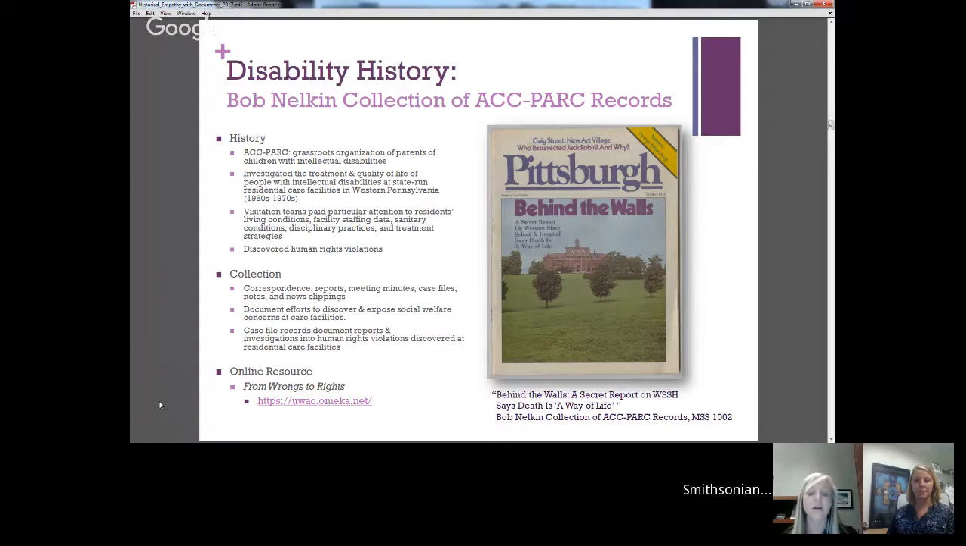In making these visits, the incredible parent advocates, primarily, that made up these teams paid particular attention to the residents' living conditions, their quality of life, information about how much staff were at these state-run care facilities, the sanitary conditions, and also the disciplinary practices that were employed at the time, and treatment strategies as well. While making these announced and unannounced site visits, the visitation teams took great care to document their observations.